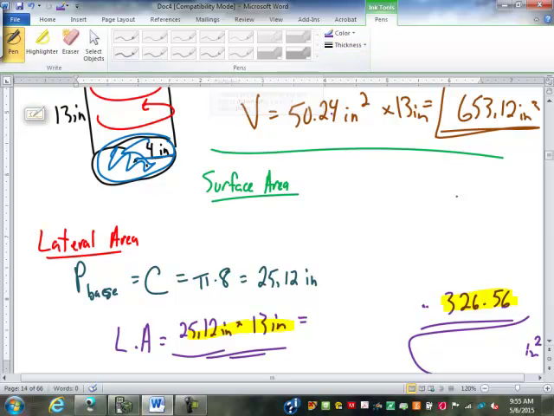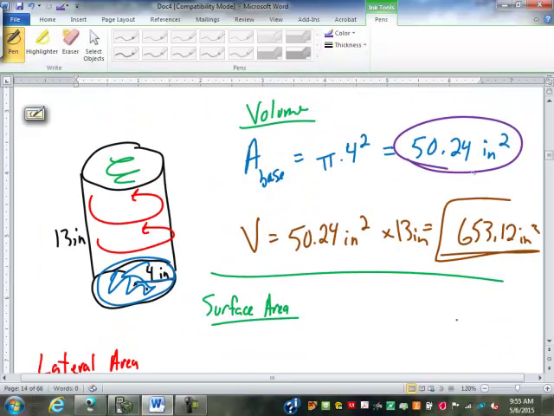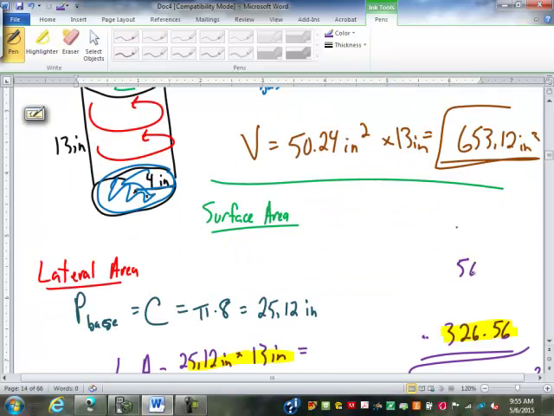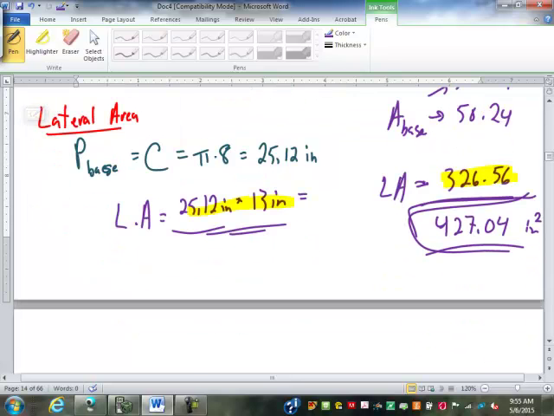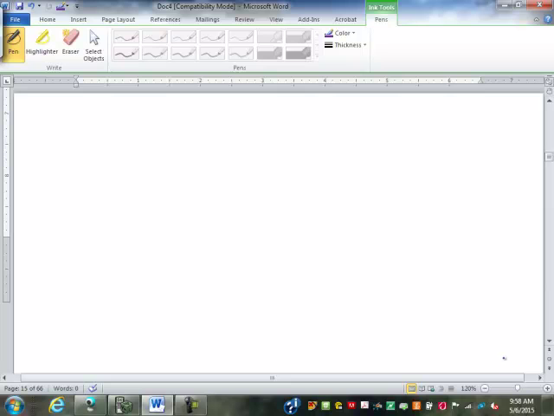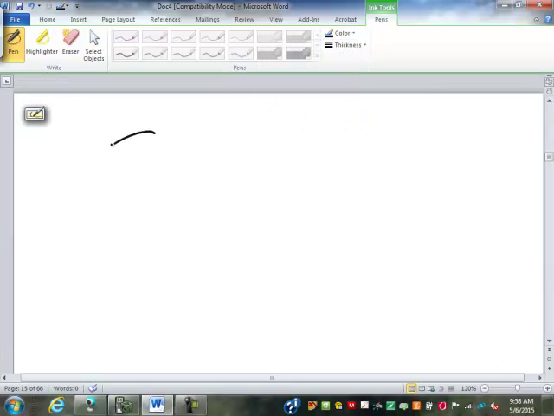The little hamster may have fallen off the wheel. Area of my base is 50.24. I just wrote down the wrong number. So let's try that again. The lateral area is the 326. The area of my base is the 50.24. But there's two of them, top and bottom. So that's going to change just a little bit. That's going to make this 427.04, I believe. Sorry about that. I'm going to pause here so you guys can fix your notes if you need to. Okay. Good call. Let's do a sphere.